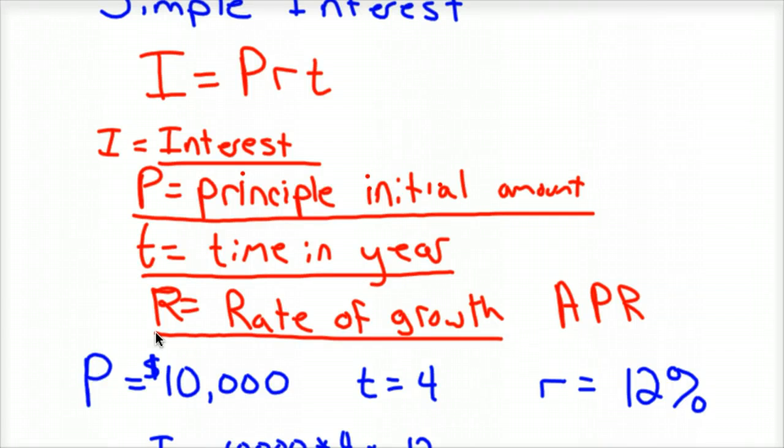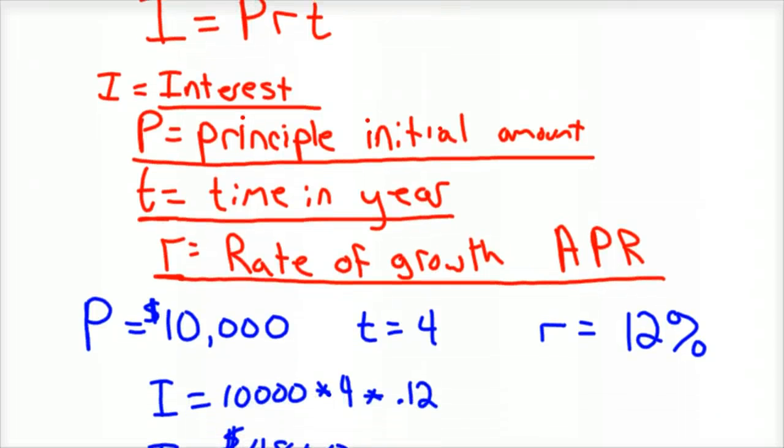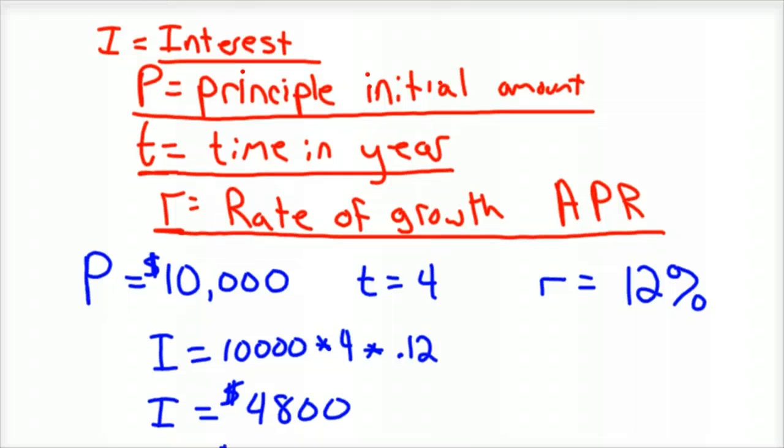R is your rate of growth. Generally in banking, it is an APR, annual percentage rate. You always want to check that out, but usually APR, that's annual percentage rate, is the interest you earn per year.